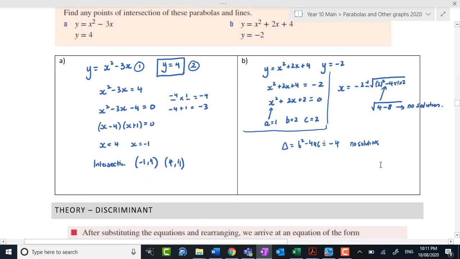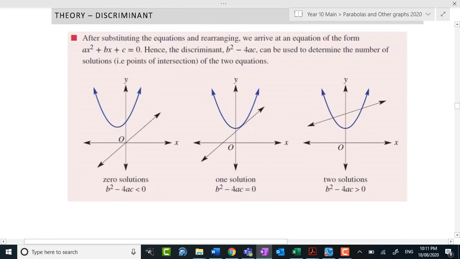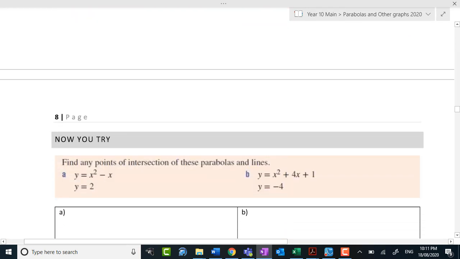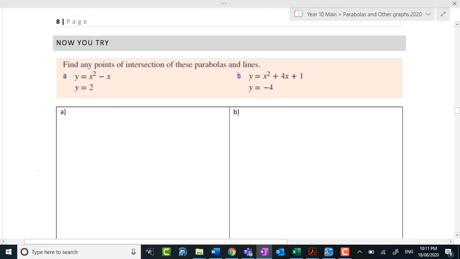Now, in your notes, you can see it talks about the discriminant. If there's no solutions, then that means your discriminant is going to be less than 0. So if you can't solve it, that's okay, it could be no solutions. If it just touches there just the once, there's only going to be one solution, which means your discriminant will be 0. And if the discriminant is greater than 0, you're going to have 2 solutions. So it could be a line which cuts a parabola in 2 places.